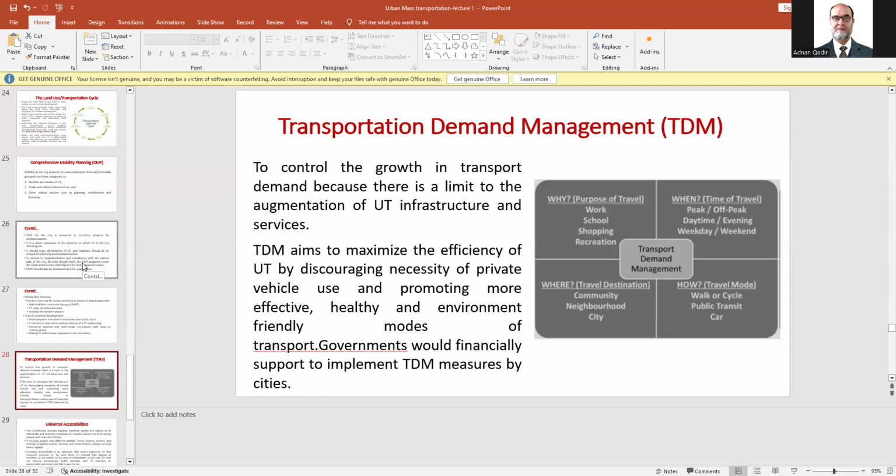Now, to control the growth in transport demand, there is a limit to the augmentation of urban transport infrastructure. Transport demand management aims to maximize the efficiency of urban transport by discouraging the necessity of private vehicle use and promoting more effective, healthy, environment-friendly modes. Government would financially support cities to implement TDM measures. This transport demand management is the key to urban mass transportation.